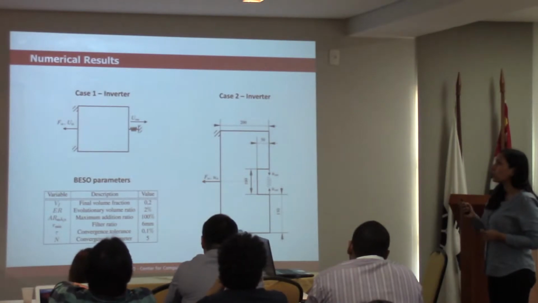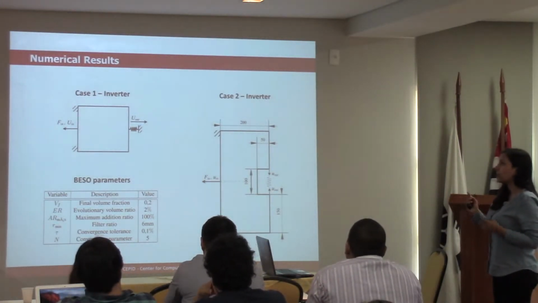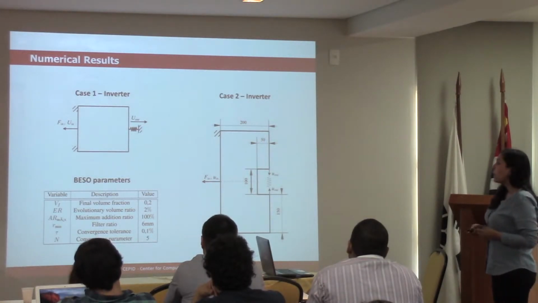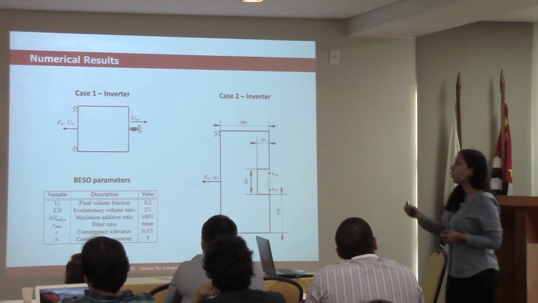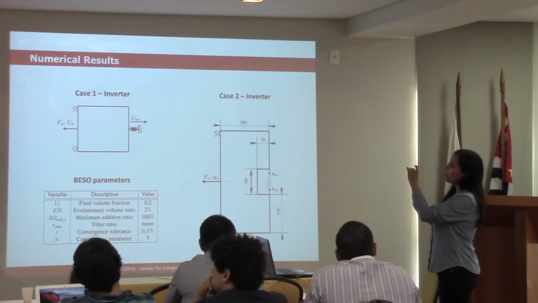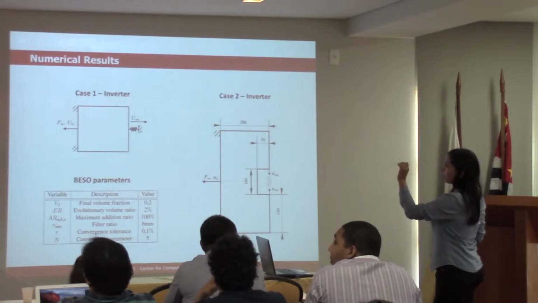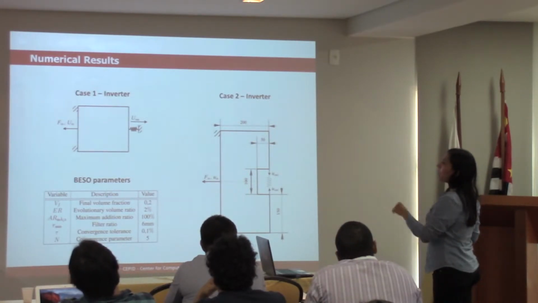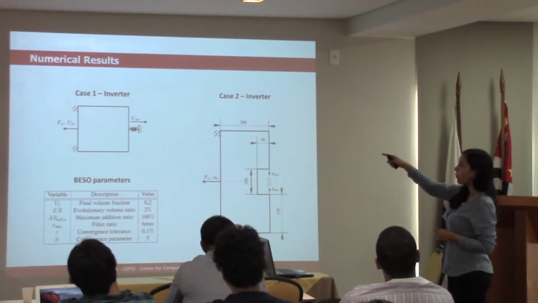We'll be using two very typical examples of compliant mechanisms. We're going to address their design. The first is the case of an inverter. The initial force will be at the left edge in the middle. There will be the input node, and right here will be the output node.